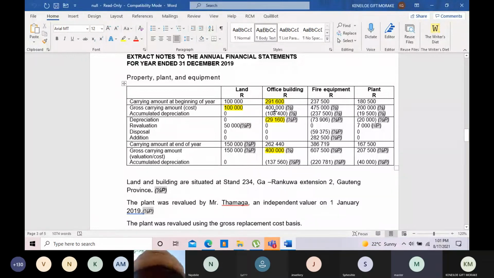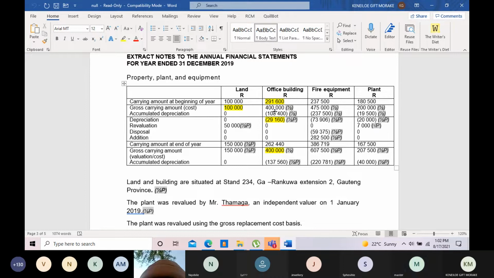I mean to say to you that the 400,000, which is the cost price of the office building, is going to be affected only by other costs. Let me repeat, the cost price at the beginning, which is 400,000, is only affected by other cost prices, of what? Of the office building.